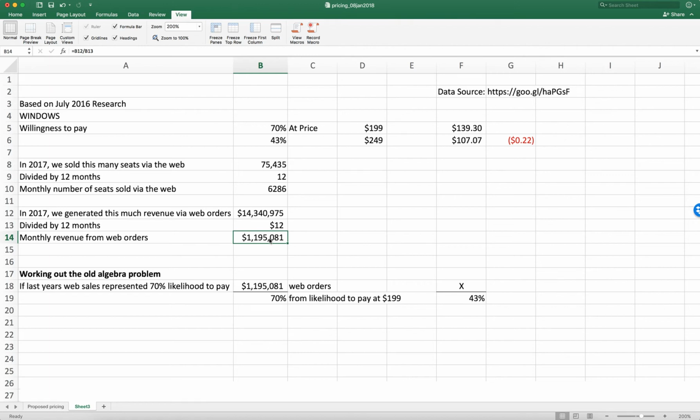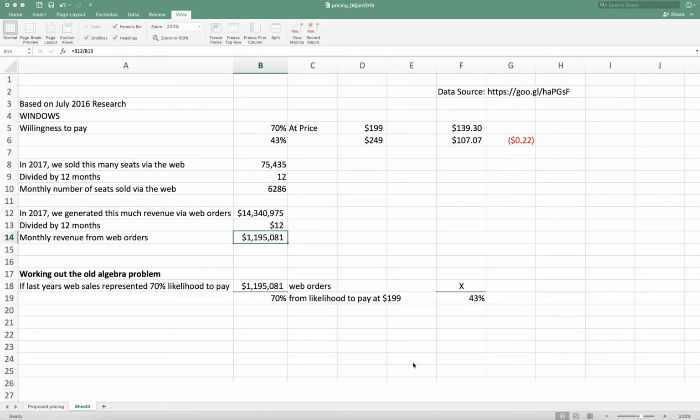My question is, and this is where I'm trying to get to the algebra part that I don't quite understand, and so I really need your help here. Here's where I'm at, right? So if I look at it and I say, if the last year's web sales represented 70%, you can see me trying to build the equation. If last year's web sales, actually let's just do this. Let's just use total, not monthly. We're just going to use total, okay?